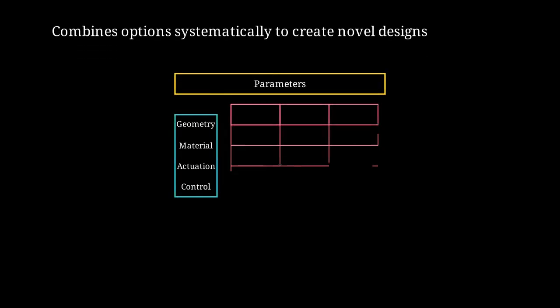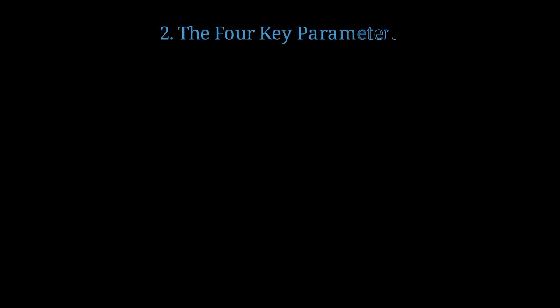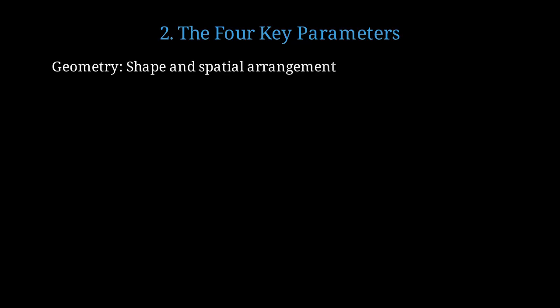Here's the basic structure of a morphological matrix. Parameters are listed in the left column, and for each parameter, we list multiple options across the row. Let's examine the four fundamental parameters that define most engineered systems. Geometry defines the shape and spatial arrangement of components. Options might include cylindrical, rectangular, spherical, or spiral configurations. These are examples of different geometric options: cylindrical, rectangular, triangular, and spiral shapes. Each offers different advantages for fluid flow, structural integrity, or manufacturing.